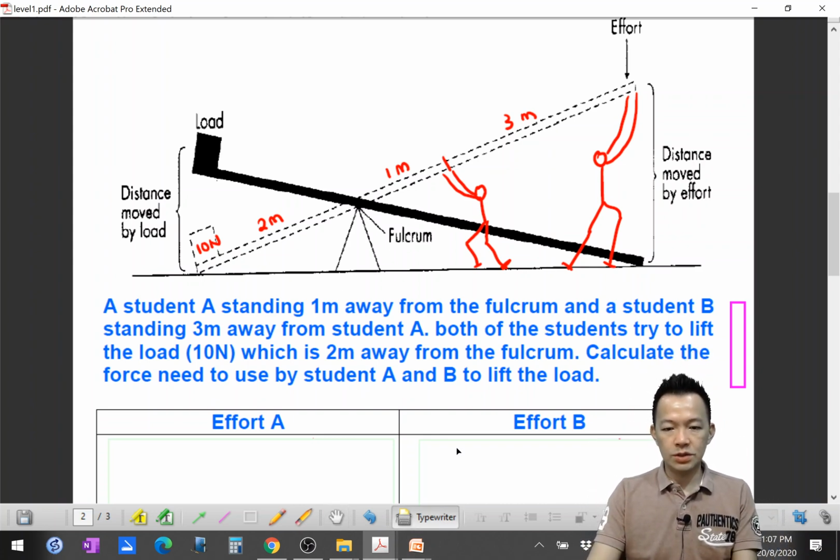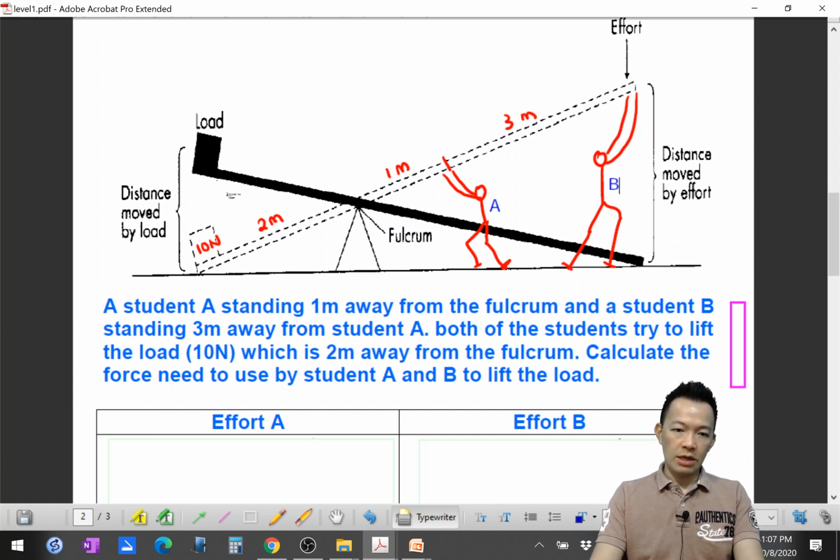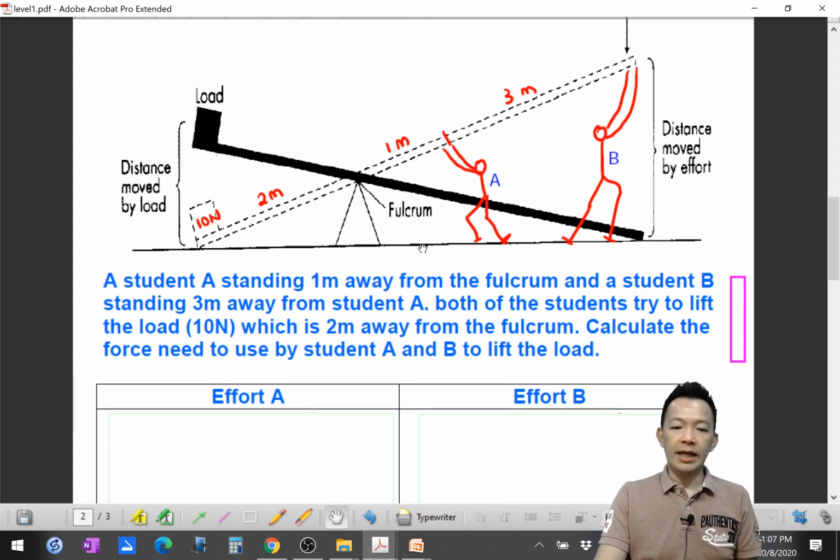So this is student A 这个人的名字叫 A. And student B is standing 3 meters away from student A 有一个 B, 它是在 A 的 3 meters away, so this is B. Both of the students try to lift the load 两个人都要把重量拿起来. The load is 10 newtons, which is 2 meters away from the fulcrum. Fulcrum is here, load is here. I have labelled everything properly. Calculate the force needed to be used by A and B to lift the load.